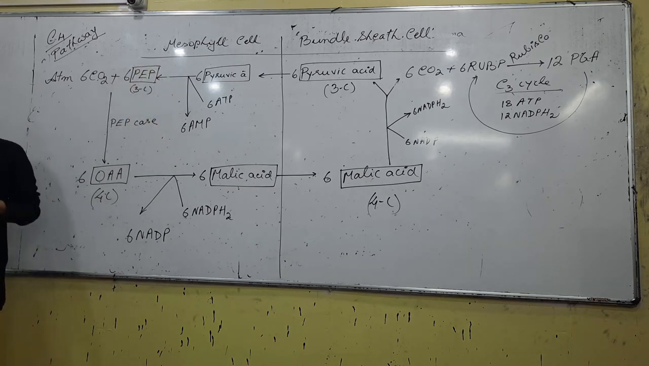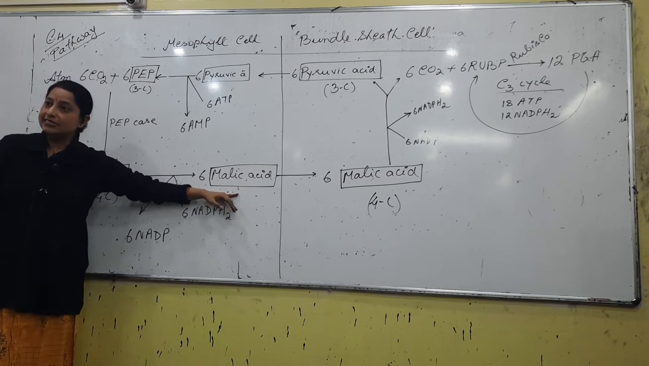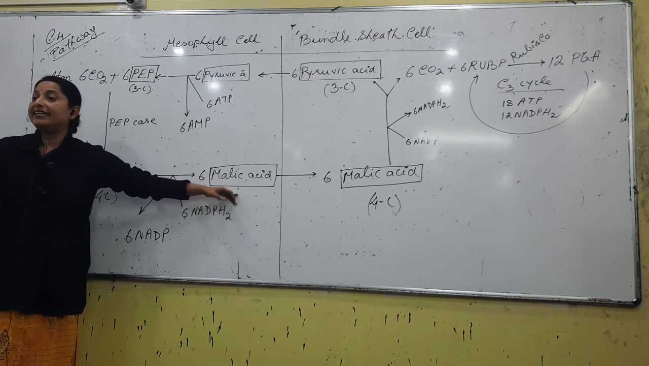In which cell is malic acid formed? The mesophyll cell. So this is how I will ask the questions. Okay, the malic acid that is formed in the mesophyll cell, what happens to it? It gets transported.